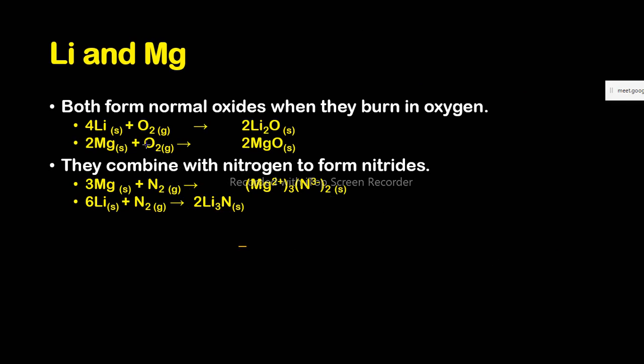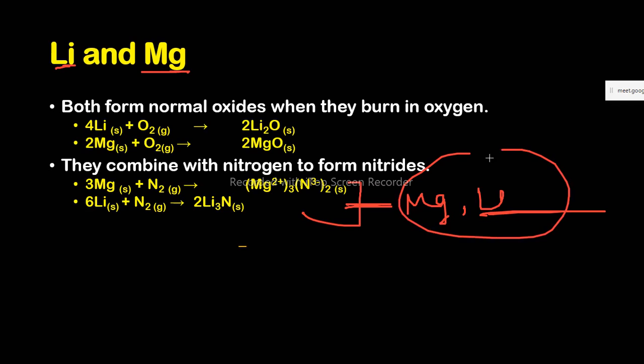Like I said, for lithium and magnesium, they do combine with nitrogen to form their nitrides. And this is unique. Okay? This is specific to magnesium and lithium. The rest of the group members don't. Okay? The rest don't. So why these ones? Why do they have similar reactions? It is because of diagonal relationship.